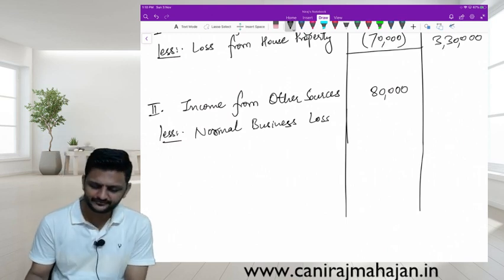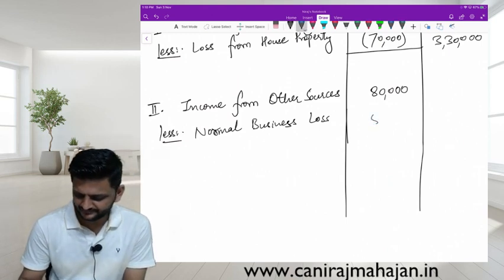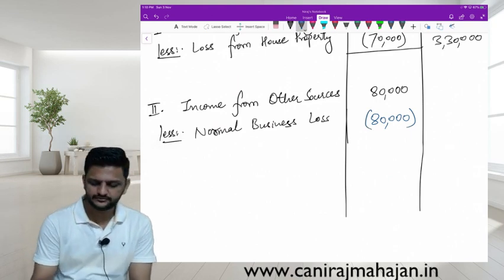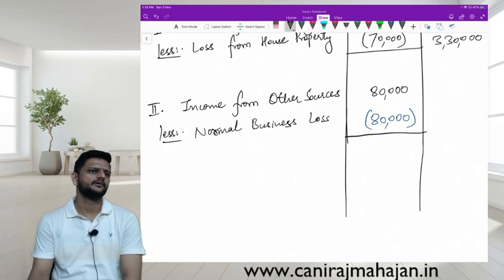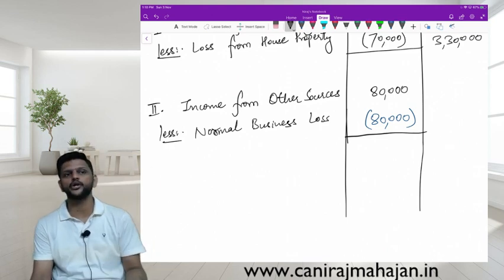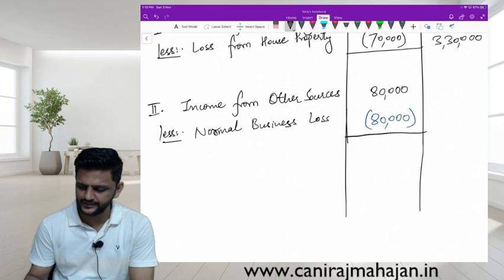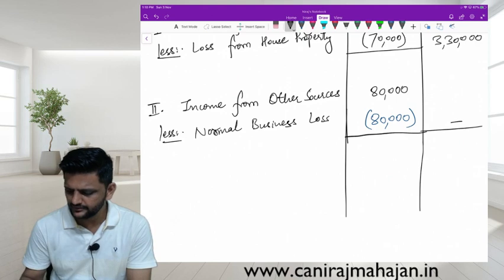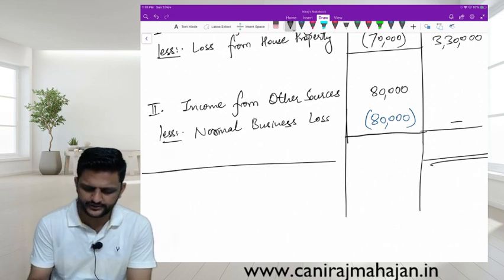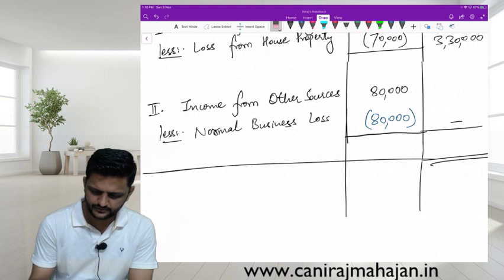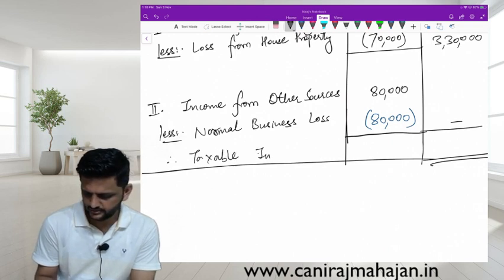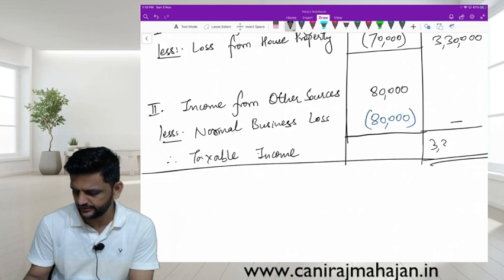It is just like the case of exemptions. Exemption cannot be more than income, so the loss to be set off cannot be more than the income. So income from other sources taxable is nil. So we arrive at what? Taxable income, or you can say GTI, whatever. Right now we don't have any other details. Therefore, taxable income, how much? 3,30,000.